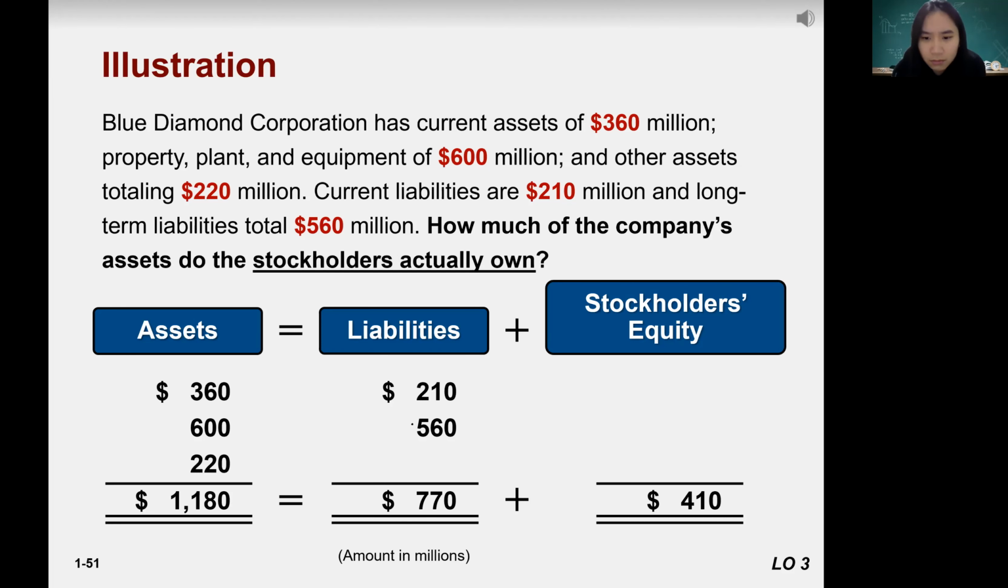How much of the company's assets do the shareholders actually own? Shareholders only own 410 million from 1180, right? Insider claim.